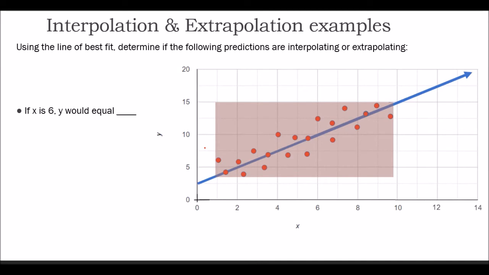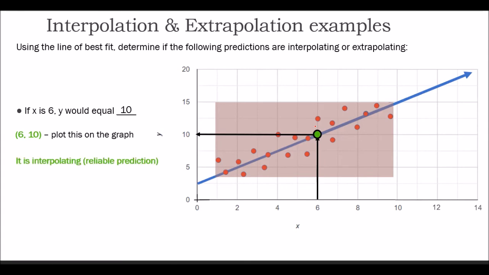So let's try and see if this makes sense. If x is 6, what would y equal? So if x was 6, where is x? Right here. 6 is over here, so that means my dot should be there somewhere. Is it in the box or outside the box? It's in the box, and you can see that the value of y would be 10. So is this interpolation or extrapolation? It would be interpolation because it's in the range. It's in the data, and you're using that line of best fit to make that prediction.